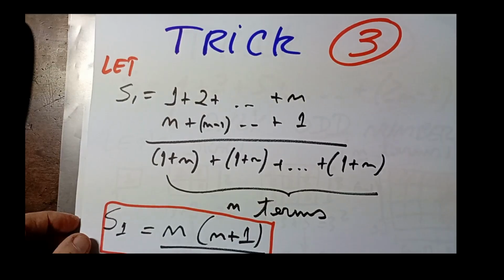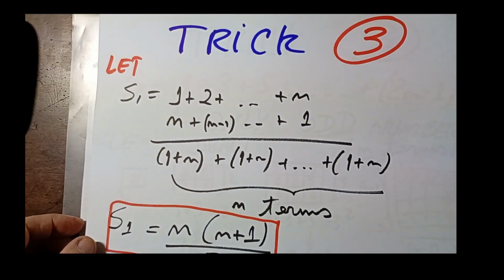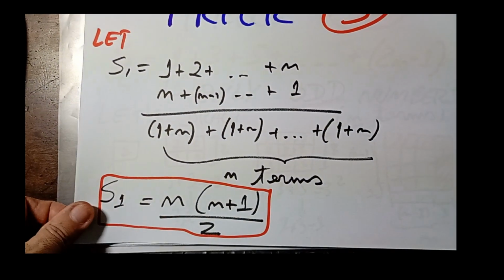This summation is very easy. We just need to write the terms back to front and then divide by 2.